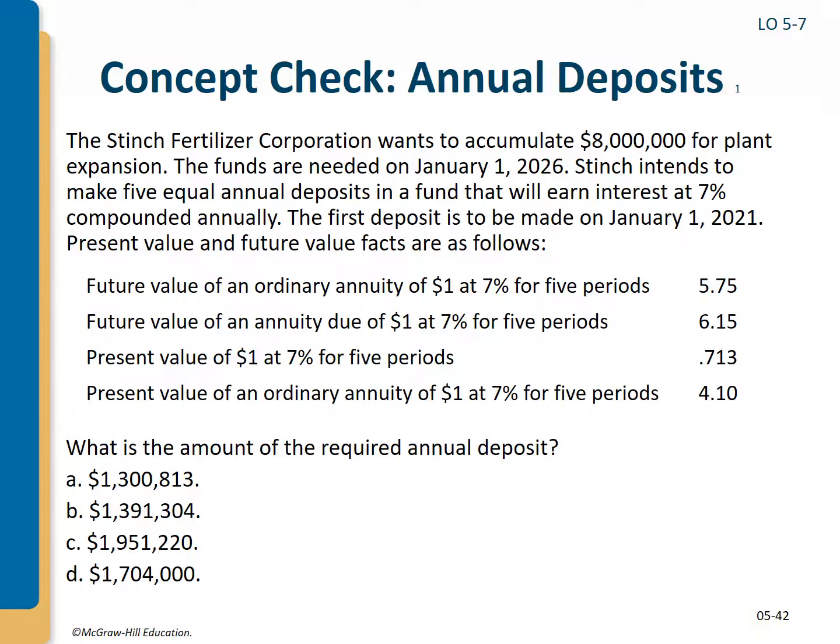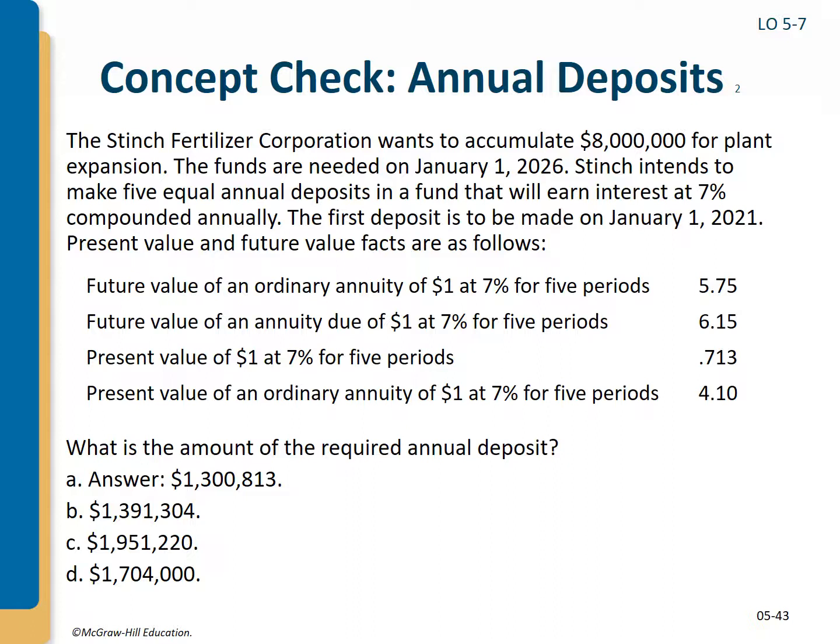And my factor is 6.1533. I don't multiply that by 8 million because my payments aren't 8 million. My future value is 8 million. So to determine the payments, I take 8 million divided by the factor of 6.1533. So my annual deposits are 1,300,800. Oh, they gave us a different factor.